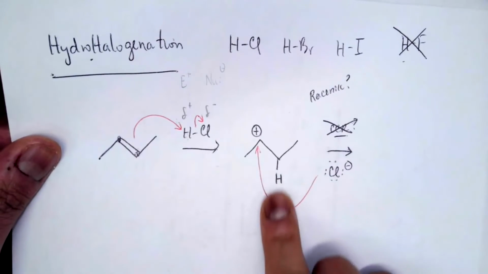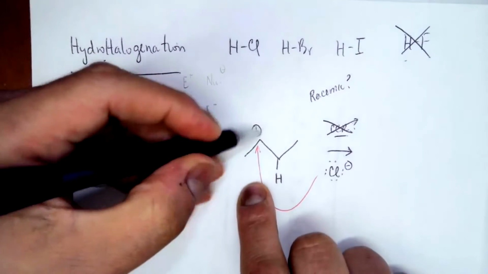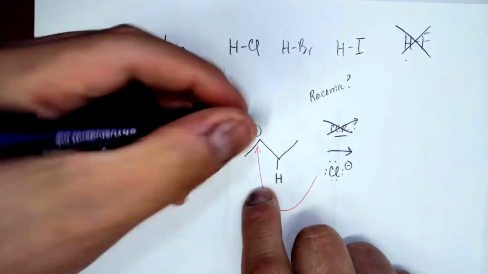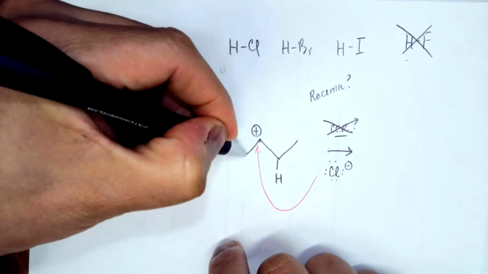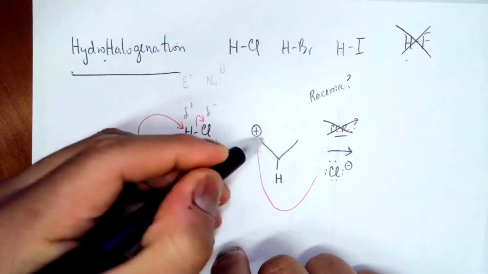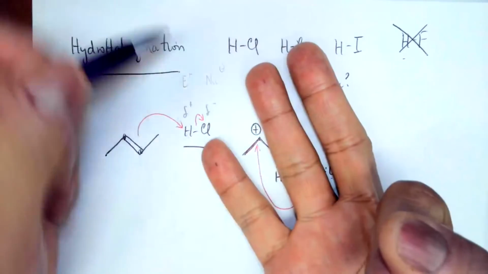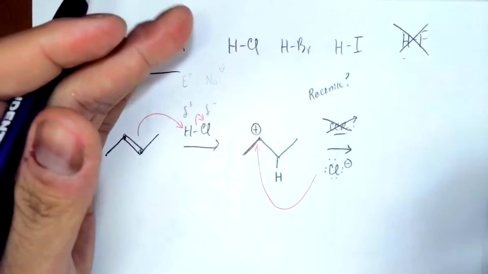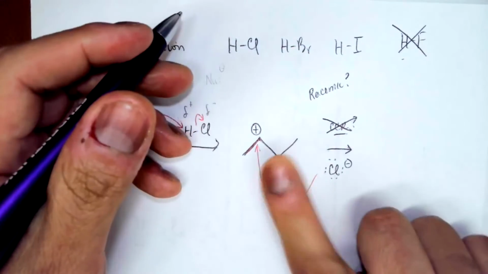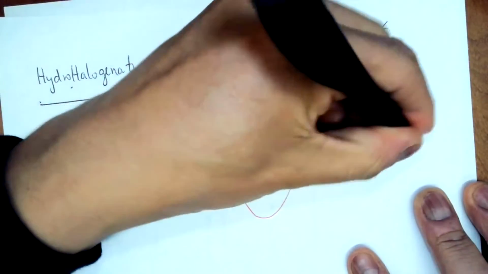Same thing happens here. In this case, my carbocation is prochiral. Why is it prochiral? Because it has a methyl, an ethyl, and a hydrogen. So it's 3 different groups on the carbocation. If it has 3 different groups, it is prochiral, meaning that if the chlorine comes in, it will be chiral. So you will have this compound.